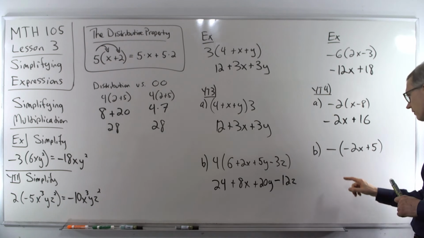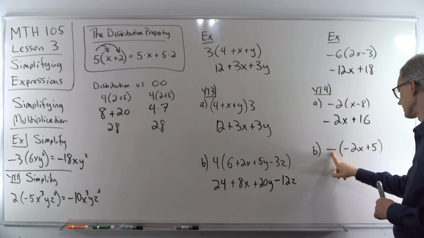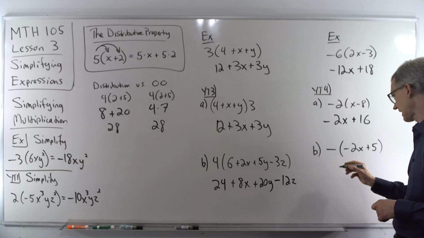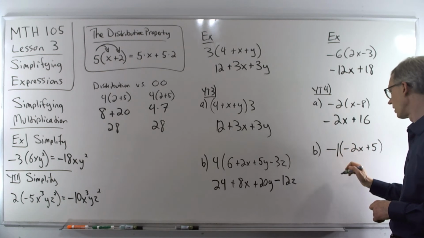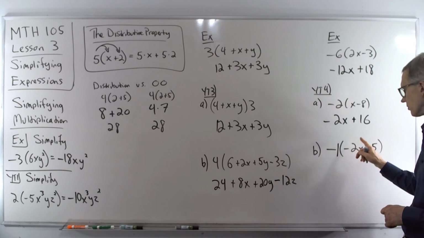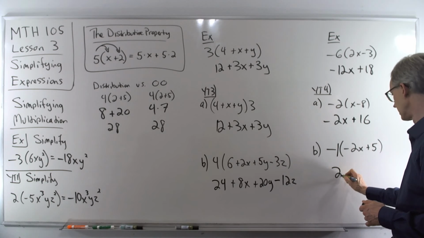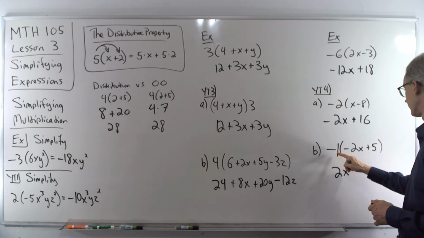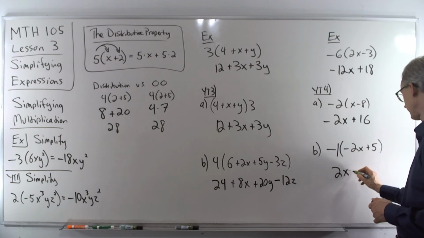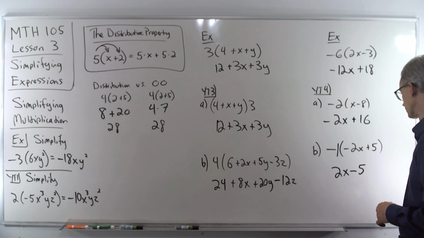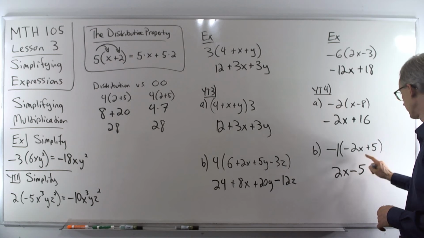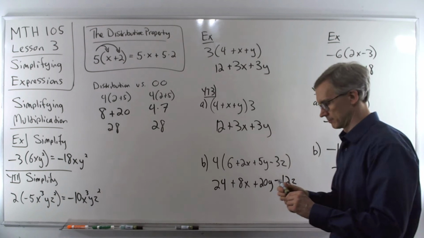Now this one looks a little different because all we have out front is a negative sign. But this is exactly the same as negative 1 distributed in. So we're just multiplying by negative 1. Negative 1 times negative 2 is positive 2, so that's positive 2x. Negative 1 times positive 5, that's negative 5. So change the sign both times. Negative to positive, positive to negative.